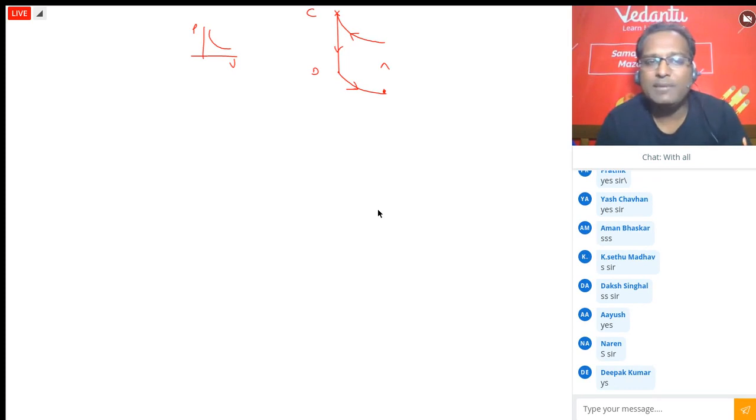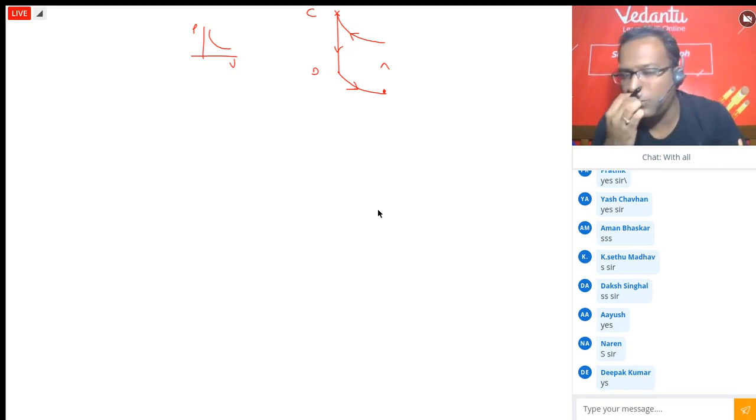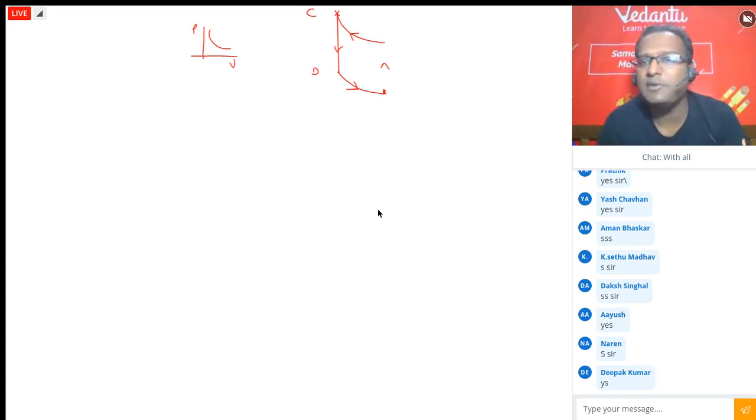I'll quickly recap. I started from point A. Point A to B is isochoric, meaning it will go straight line. Volume is constant, temperature is increasing. That means pressure will increase. So it will be a vertical straight line going up. Then I realize I have reached point B.